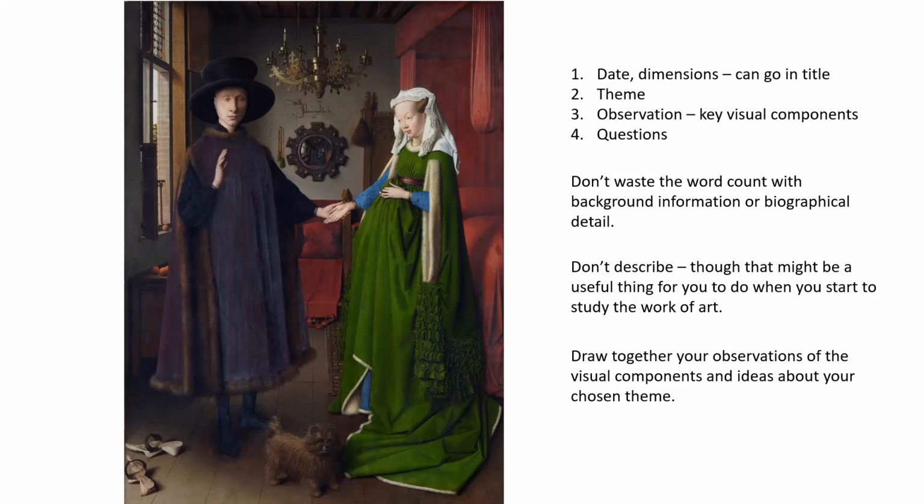And then, excuse me, I'm sorry, my voice is croaky tonight. Draw together your own observations of those visual components and the ideas about your chosen theme that they relate to. That's essentially what you're being asked to do, to look carefully, to look closely at a painting, think about what's in the painting and how it's arranged, and then draw that together in terms of how this painting conveys meaning or meanings in relation to the theme that you have chosen.